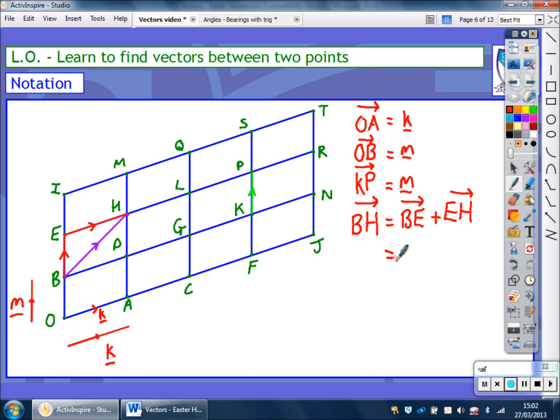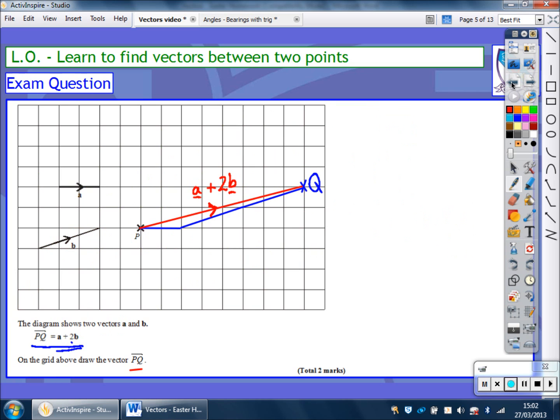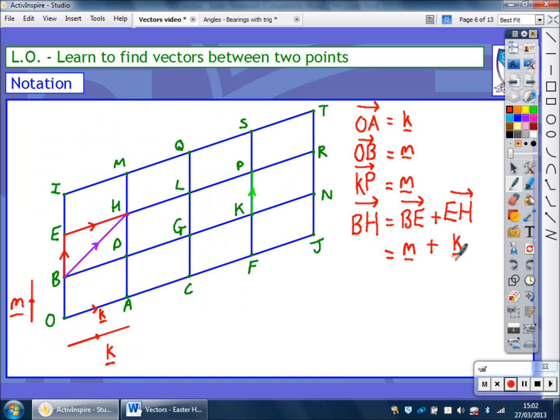Well, B to E I can clearly see is the same as my vector M over here. So that's vector M, and E to H is the same as my vector K. So I'm adding on my vector K. So just like in that exam question we had, where the vector P to Q was a combination of vectors, the vector B to H is also a combination of two different vectors. And that's fine. Just like in algebra, these are different terms. They're not like terms, so we can't collect them together. So we just leave our answer as M plus K.